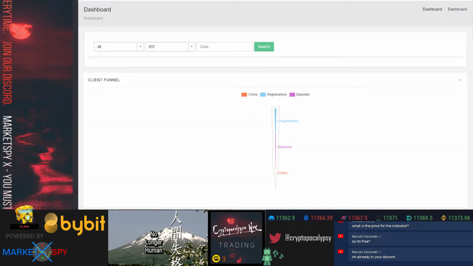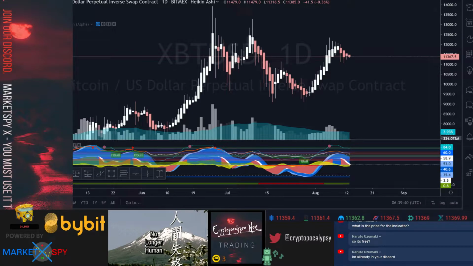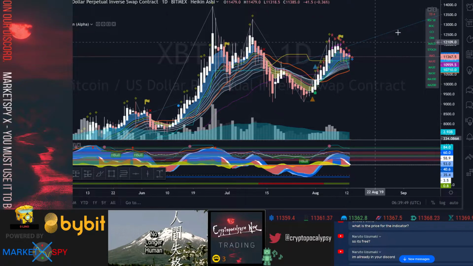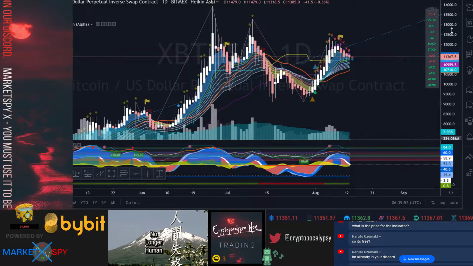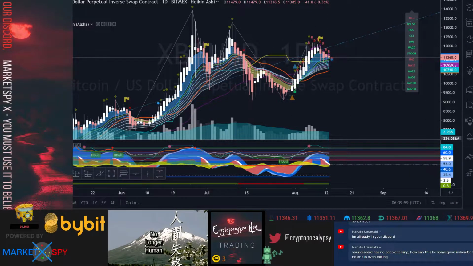Now I will show you. Where is it? Right here, annotation. This was posted in the trading floor in our Discord, and this is the recipe for success, people. So we start with higher time frames and look at the trend line on MarketSpy Armageddon, or use your ley lines first. We need to understand the trend. And the trend, if we augment our candles with AR, we will see our blue line is pointing up on the daily. So on the daily, the trend is up despite this little nose leaning downwards over here.